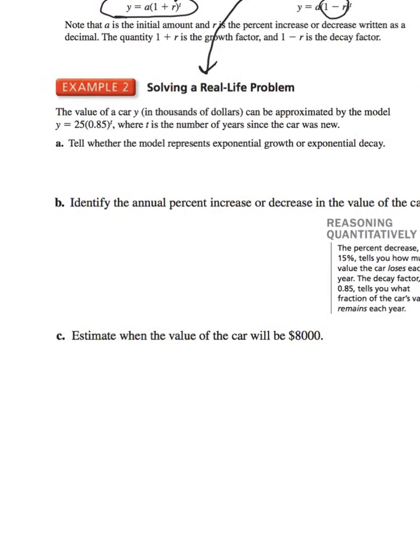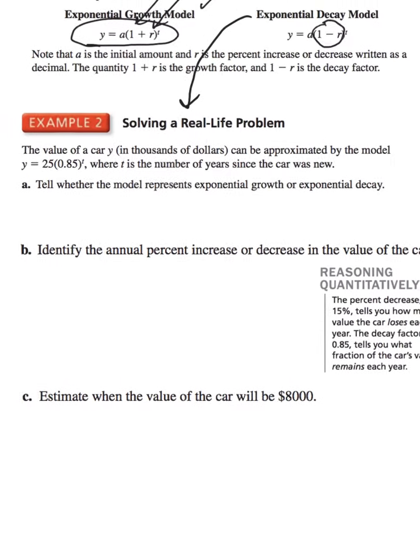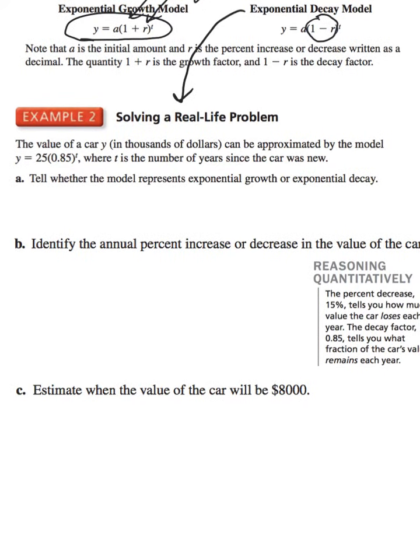Here, and I keep hitting these buttons wrong, but anyway, a real life problem. The value of a car, Y, in thousands of dollars, can be approximated by the model 25 times 0.85^T, you see that over here, where T is the number of years since the car was new. Okay, so let me show you exactly how this works. The 25 represents the original cost of the car, $25,000.